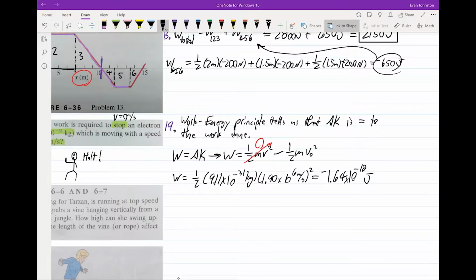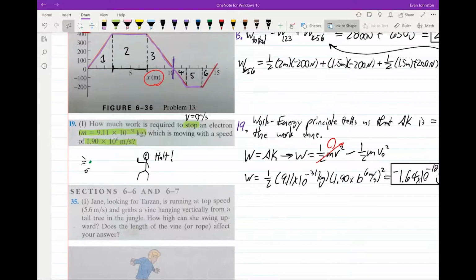So it's really not taking much work on your part to stop this electron, even though it's screaming along. And the real reason is because, well, its mass is so tiny. That's really the giveaway there.